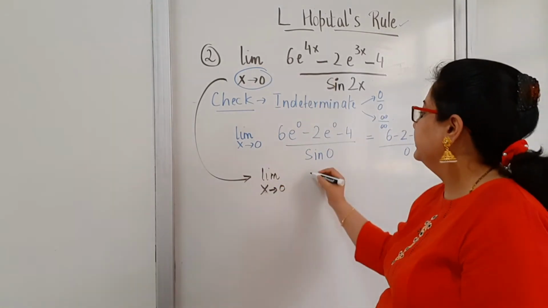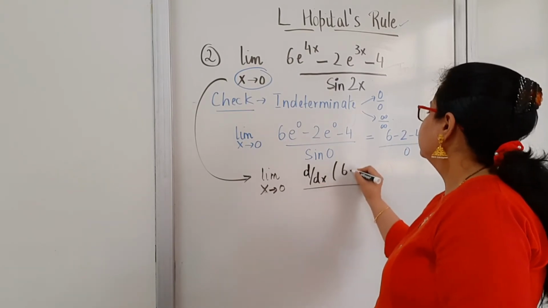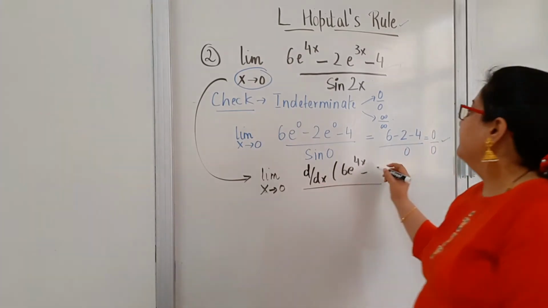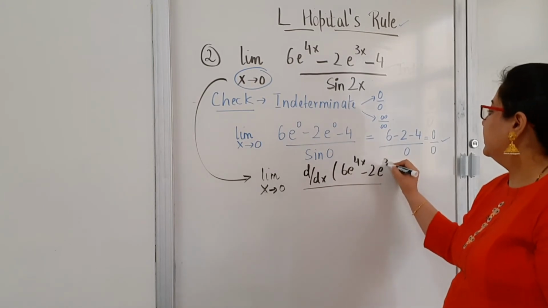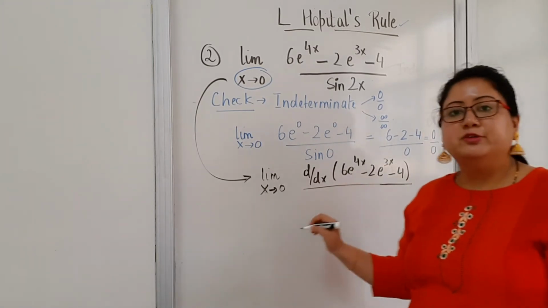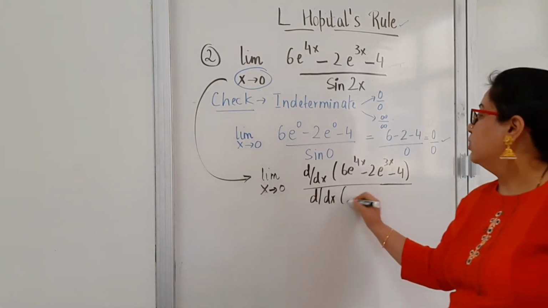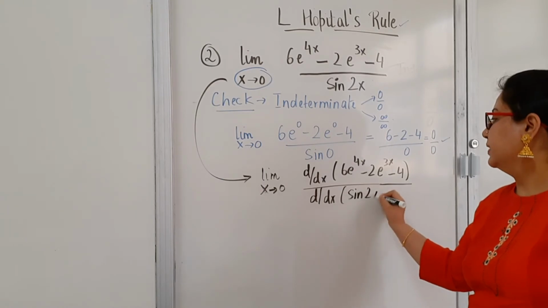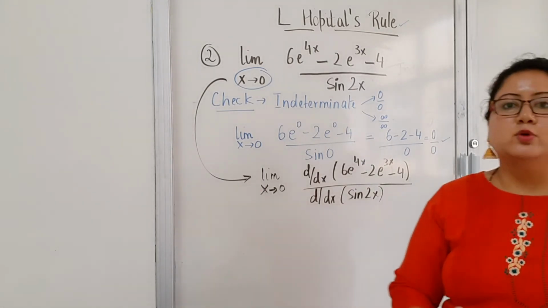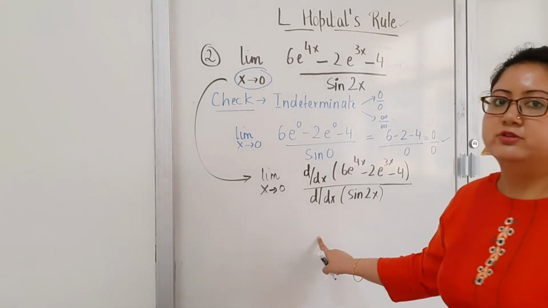So let's differentiate. d by dx of the numerator 6e^(4x) - 2e^(3x) - 4. And the same we do for the denominator, d by dx of sin 2x. Now I want you to take a minute. If you want to pause the video, you can, and do this differentiation and check your answer.